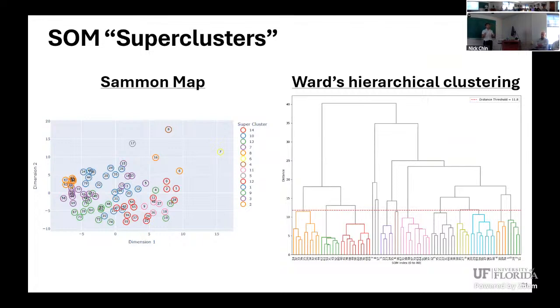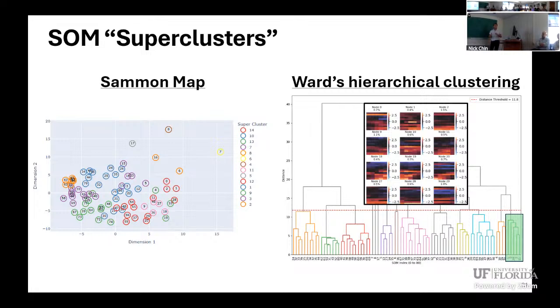And how are we going to do that? To develop these superclusters of our self-organizing map, we're going to use two techniques: a Sammon map, which is kind of like a PCA, where it identifies similarities in hyperspace between all these different clusters, and Ward's hierarchical clustering. This is a dendrogram showing the similarities between all of our SOM clusters, and I'll show how we actually ended up with those different superclusters shortly.